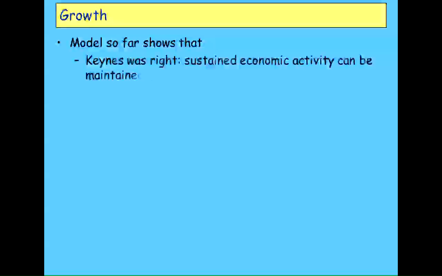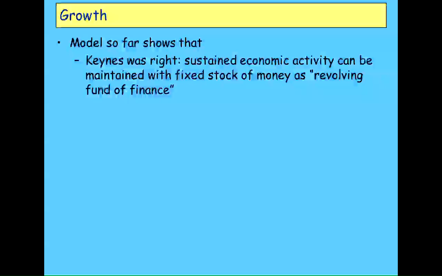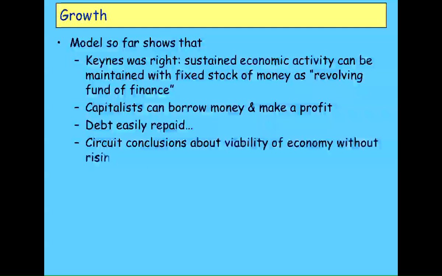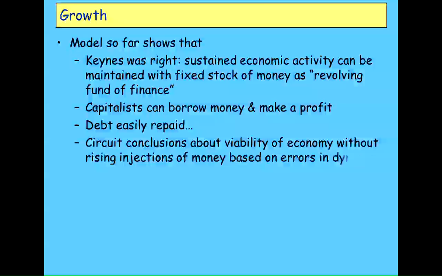Okay, what about growth? Well, so far what I've shown is that Keynes was right. You can have sustained economic activity with a fixed stock of money. And remember, I contrasted Keynes' view about a revolving fund of finance to Graziani's arguments about needing an ever-increasing amount of money. The mistake was a mistake in dimensionality. And capitalists can borrow money and make a profit, and debt, as I'll show, is easily repaid, though if you repay all the debt, eliminate it, there's no money in the economy, so nothing ever happens. So, in a way, it actually makes circuitists better than they thought they were, because they got this great starting point and then reached all these dilemmas about capitalism. It was just because they made that mistake of confusing stocks and flows.